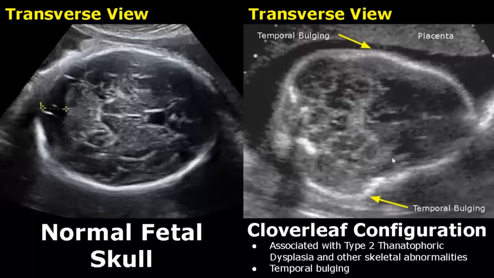The clover leaf configuration is caused by craniosynostosis of all the sutures. These bones join together too early and the skull shape is deformed.